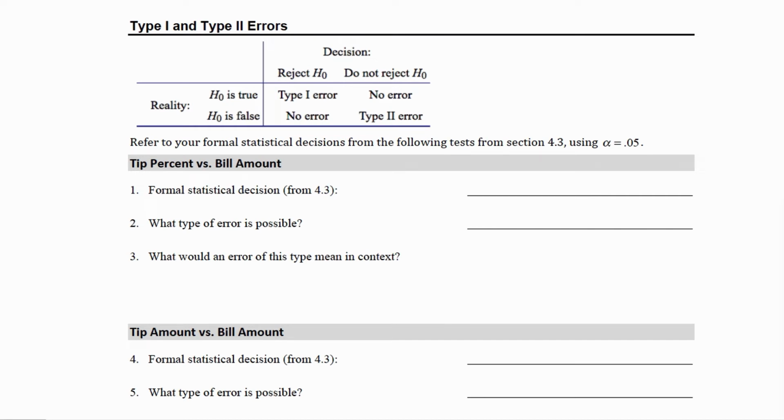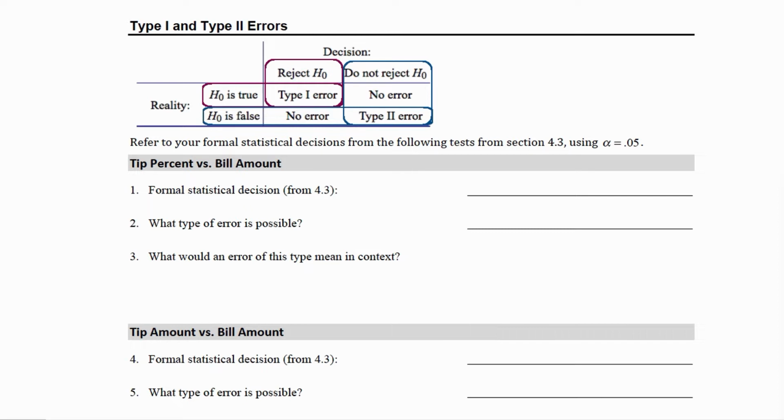There are two types of errors that are possible in any formal statistical decision, so we give them the nice descriptive names type 1 and type 2. A type 1 error is when we reject the null hypothesis because we find evidence against it, even though in reality the null hypothesis is true. A type 2 error is where we do not reject the null hypothesis because we don't find evidence against it, when in fact the null hypothesis is false.